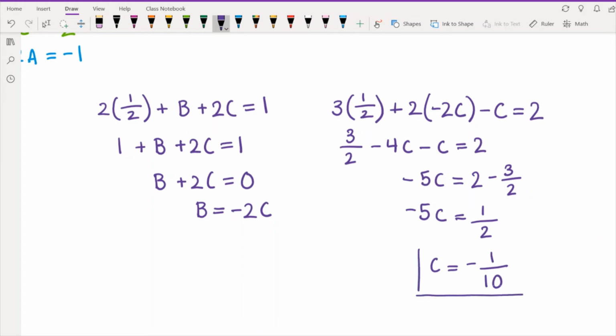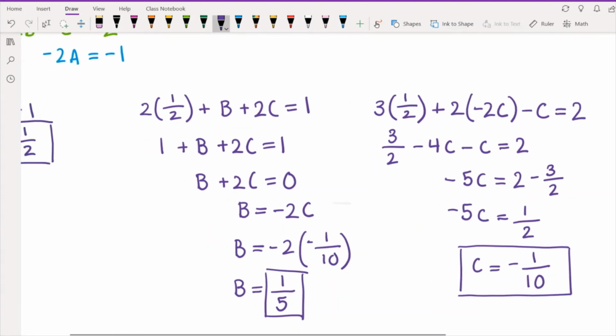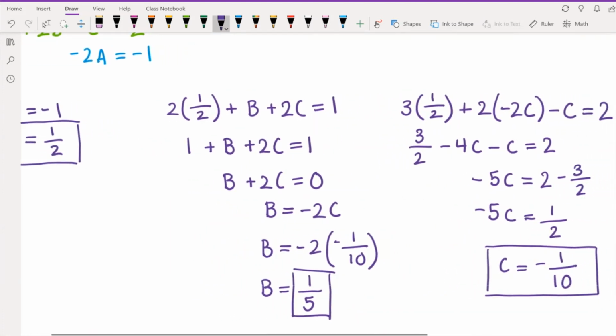So now we know what c is, we know what a is, and now we can figure out what b is. So b is supposed to be equal to negative 2 times c. So if we take negative 2 times negative 1/10, that's going to simplify to give us 1/5. Okay, so now we know what a, b, and c are, and now we can go back to our fraction and break it down into those pieces and see how it integrates.